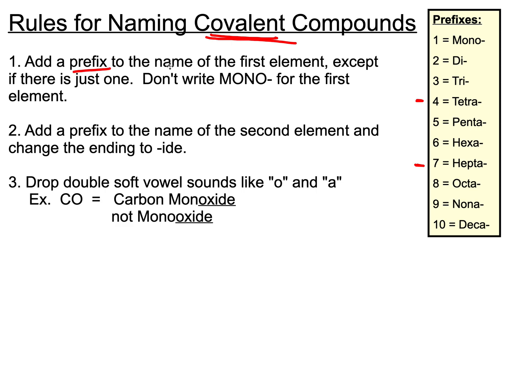You add a prefix to the name of the first element, except if there's just one. Don't write mono for the first element. There's always going to be 2 elements in the examples that we work with. The first of the 2 elements, if there's only one of them, don't write mono and don't say mono. If I said, what's this? You would say it's carbon dioxide. You wouldn't say it's monocarbon dioxide.